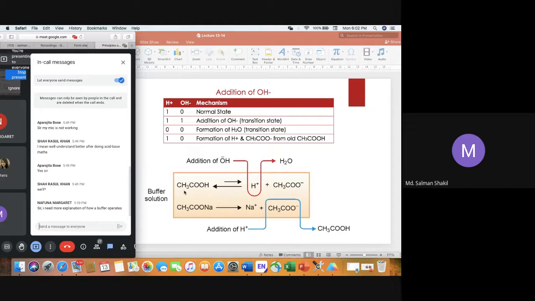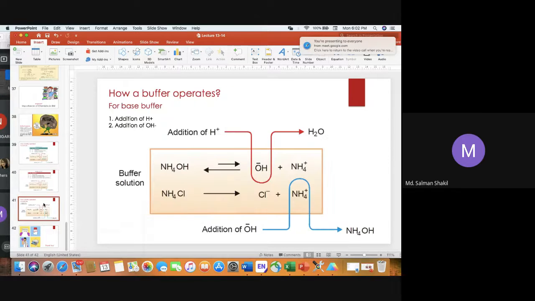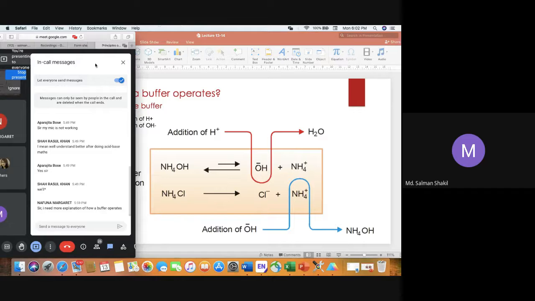All right. Is it clear to you now? Yes, sir. Okay, so now could you please explain the mechanism of basic buffer?